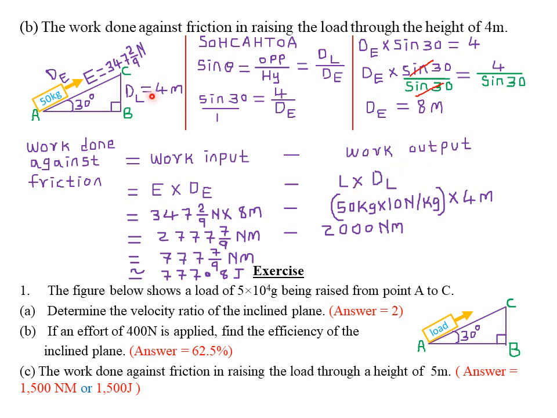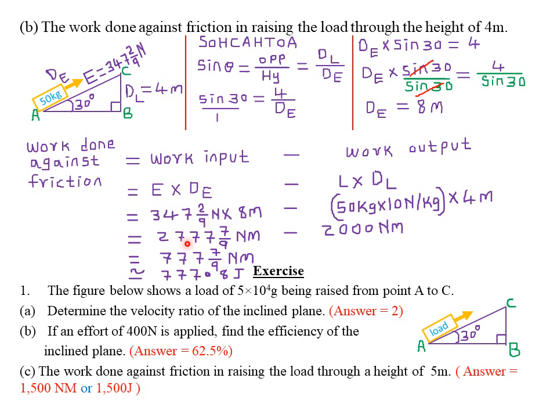So our load was 50 kg, but we know that that is the mass of the load. So the weight or the load is equal to mg, that is mass times gravity. So mass of 50 kg times gravity, which is 10 Newton per kilogram, that is the gravity on Earth. Then times the DL, that is the load distance, so times 4 meter. So this gives us 347 whole number 2/9 Newton times 8.